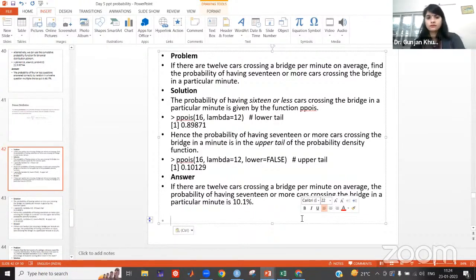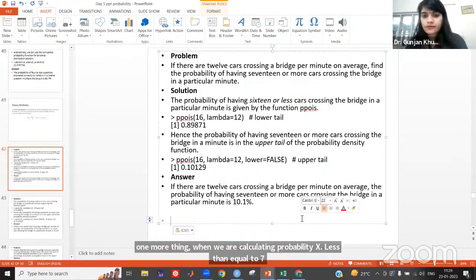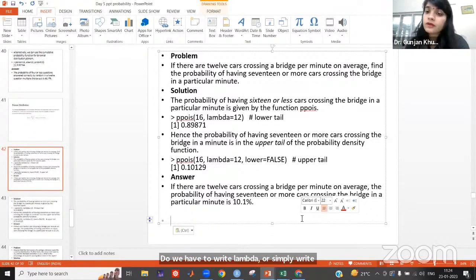Now one more thing. When we are calculating probability x less than or equal to 17, do we have to write lambda or simply write mean? No, lambda. This is how we write the syntax in Poisson. Okay.